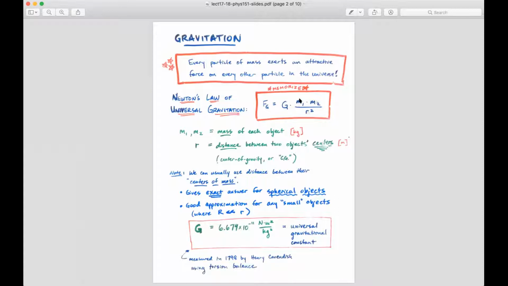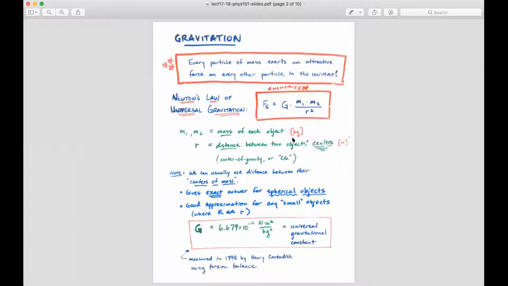Then we have two masses. Mass 1 and mass 2 are the two objects that are doing the attracting to each other. And then there is the distance between those two objects. Now, if these objects are very, very tiny, like particles, or if we can pretend that they are point masses, then r is just the distance between those 2 points.